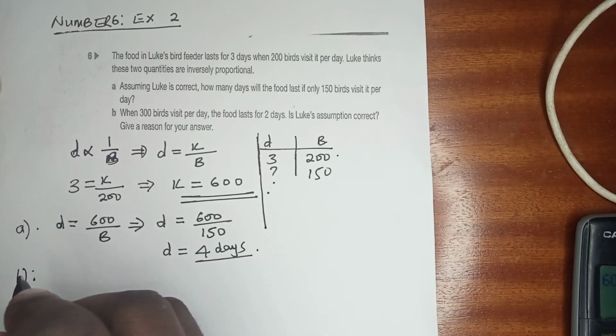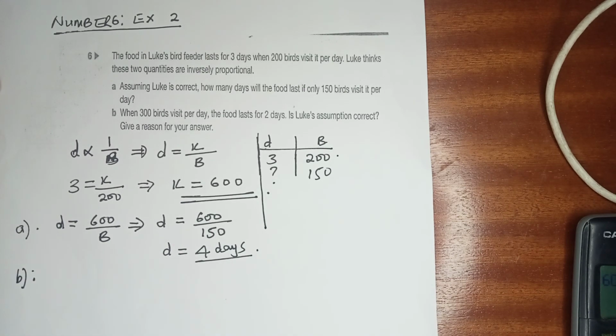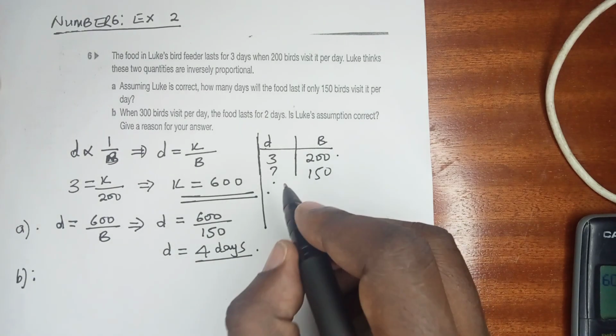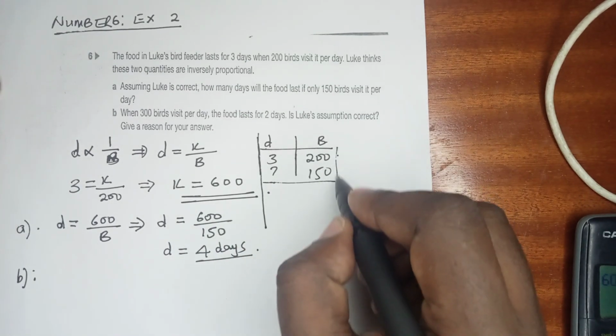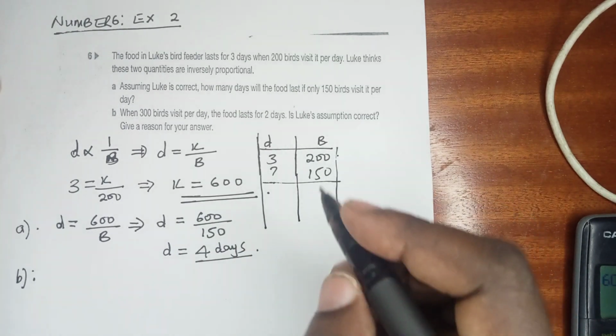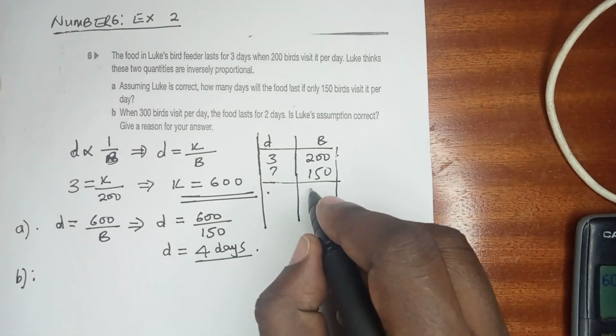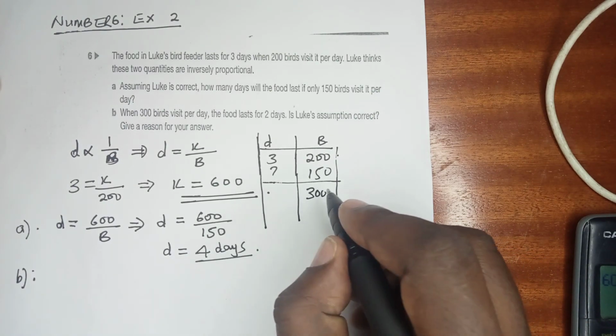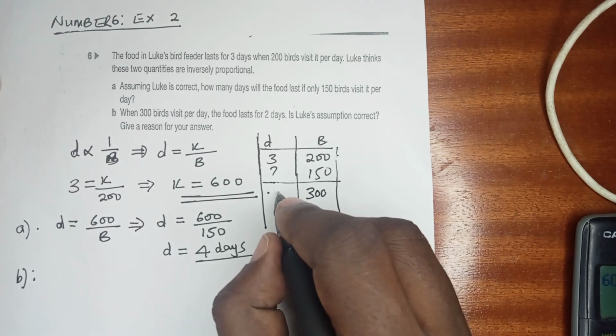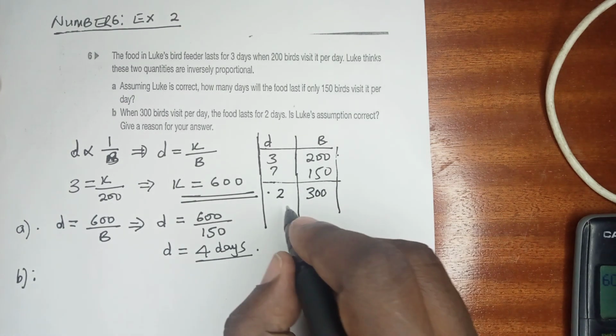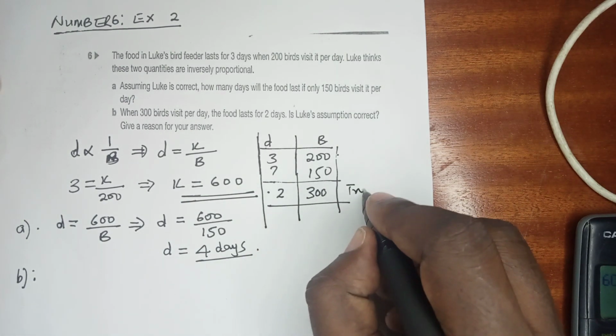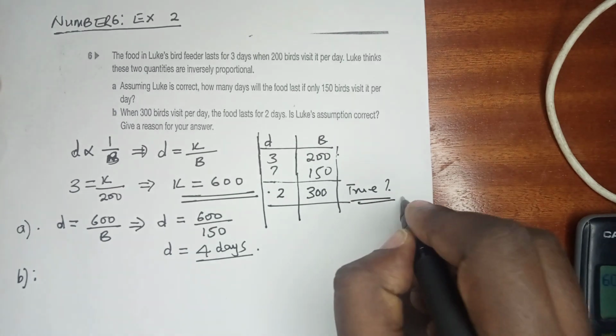What about part B? Part B is asking, when 300 birds visit per day, the food lasts for 2 days. Is Luke's assumption correct? Give a reason for your answer. We have been given a new question which is structured differently. We are told that when we have 300 birds, the number of days is now reduced to 2. The question is, is this true?